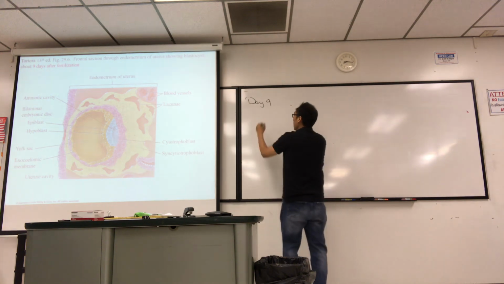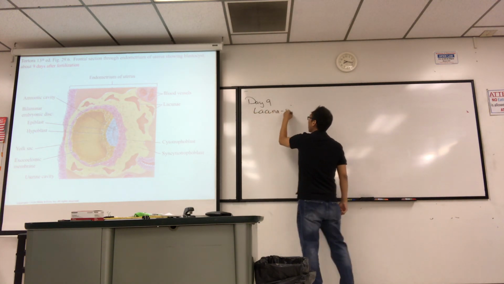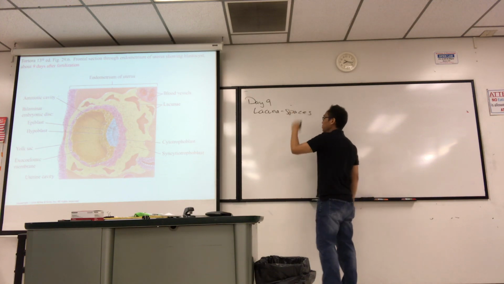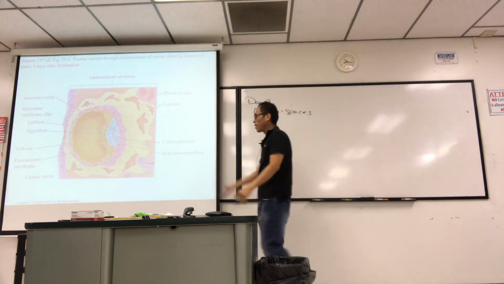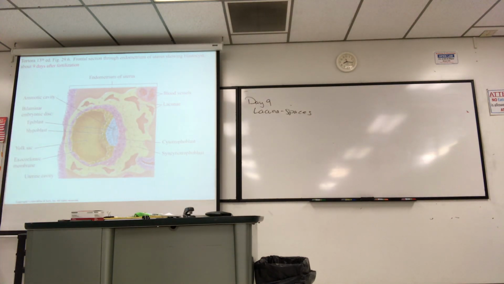So we start to see lacuna. There's spaces around the whole blastocyst, which is fully inside now. Now, once you're all in, you can define what are called the three deciduas.